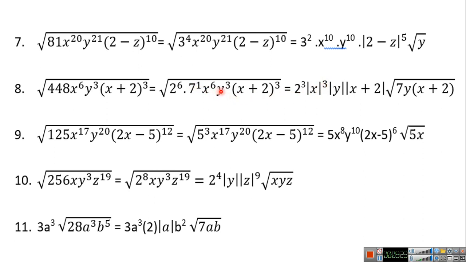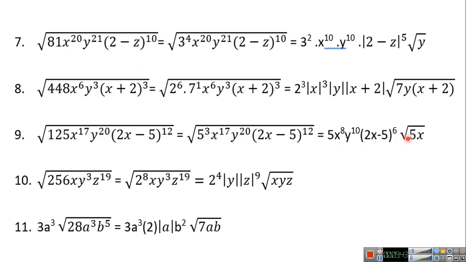y cubed, 3 divided by 2 is 1, 0.5 we said it's inside, so I put here absolute value for y as you can see. And 3 also divided by 2 is 1. I put absolute value for x plus 2. Here you can check, this is the answer.